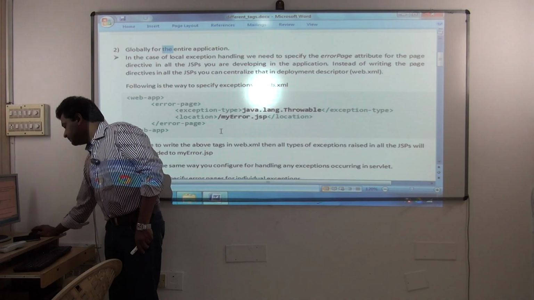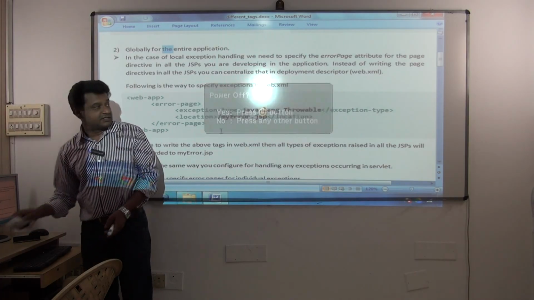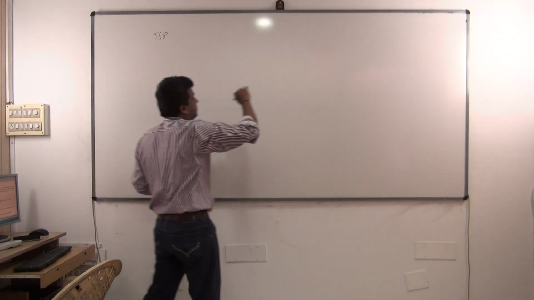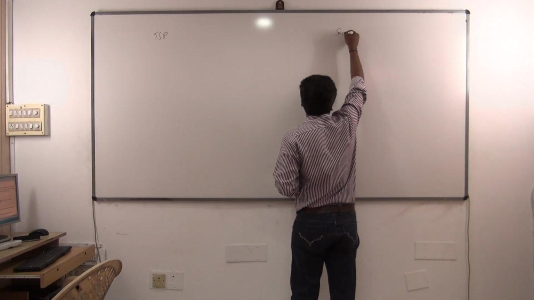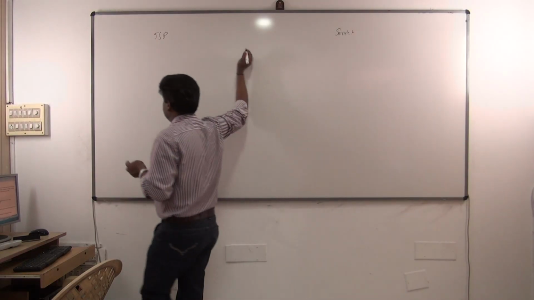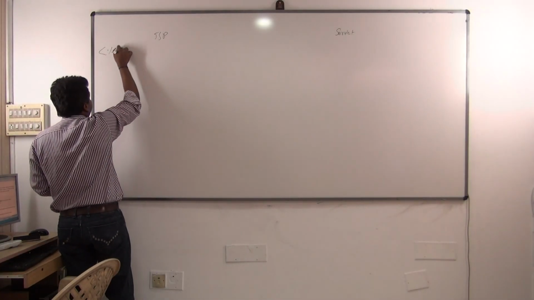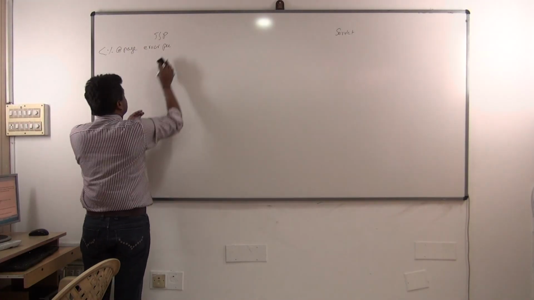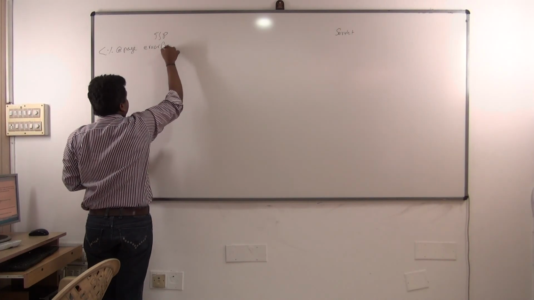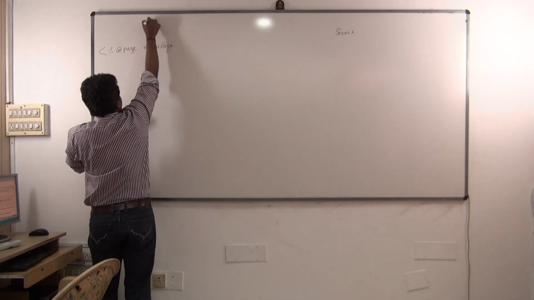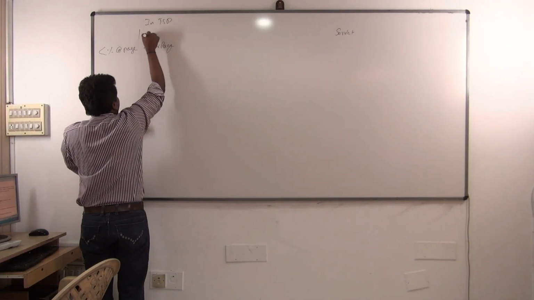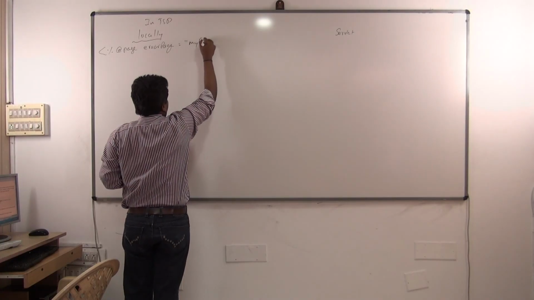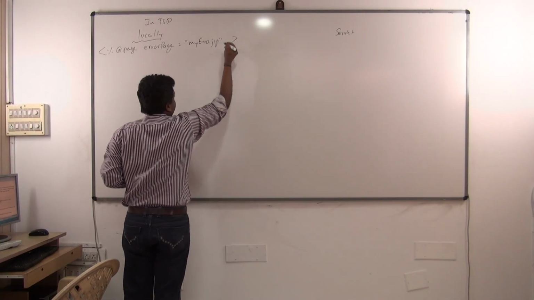I will come back once again. Exception handling can be done in two ways, in JSP as well as servlet. So locally, how do you do it? In JSP, this is how you do it locally: <%@ page errorPage="myerror.jsp" %>. This is how you do it.